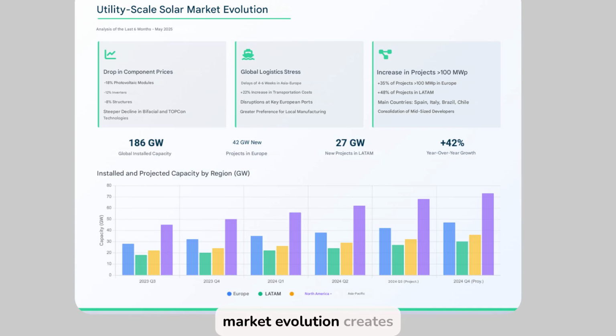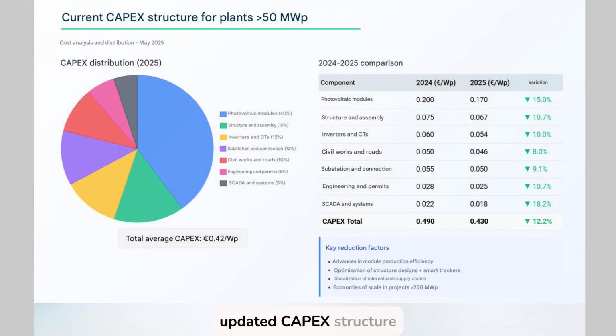This market evolution creates a very favorable environment for the development of large-scale plants, but also requires a rethinking of timing, logistics contracts, and supply chain management. Now, let's analyze the updated CAPEX structure for solar plants over 50 megawatts peak, with data closing in May 2025. This information is key not only for designers and engineers, but also for developers, CFOs, and investment managers who need to make decisions based on cost per installed watt peak.